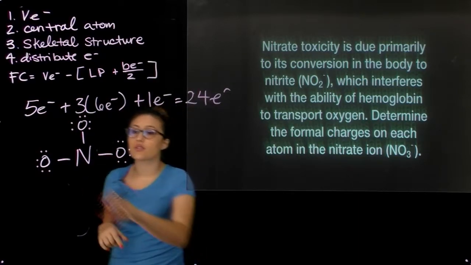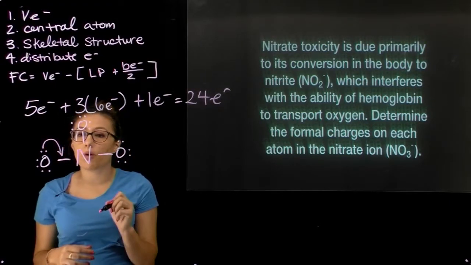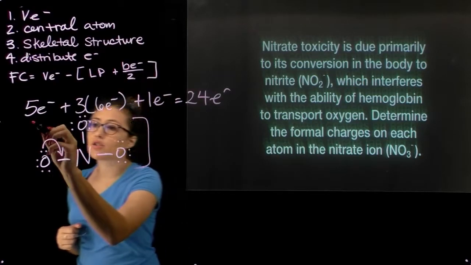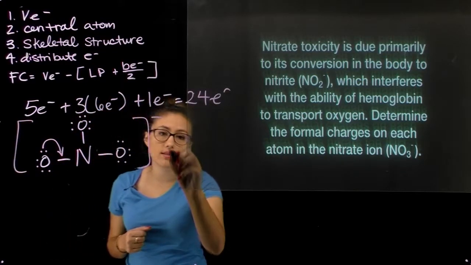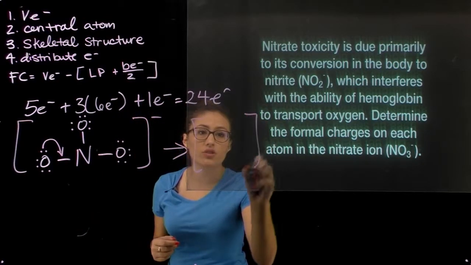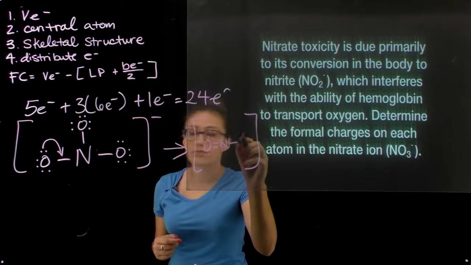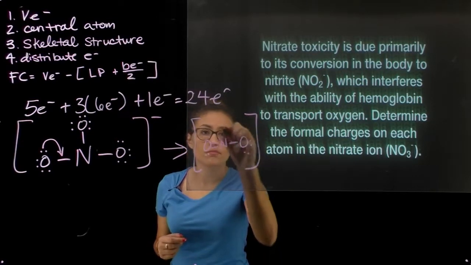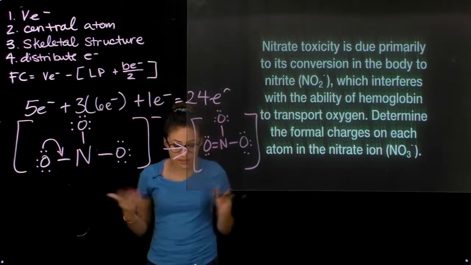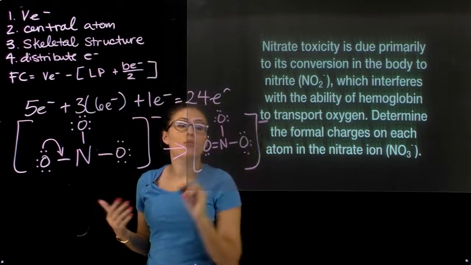However, the nitrogen has 2, 4, 6. So we go ahead and we convert one of these lone pairs into a double bond. Make sure we also put the brackets. Okay, we convert this into its Lewis structure. Okay, perfect. Now that we've drawn its Lewis structure, we can then continue on with the problem.